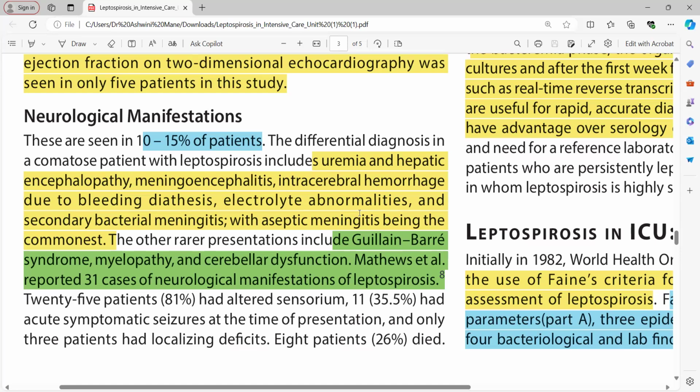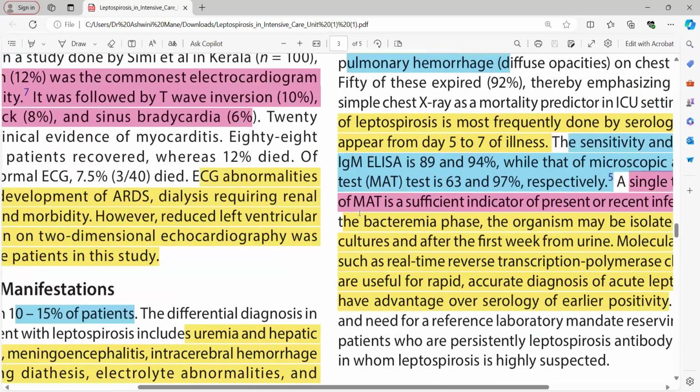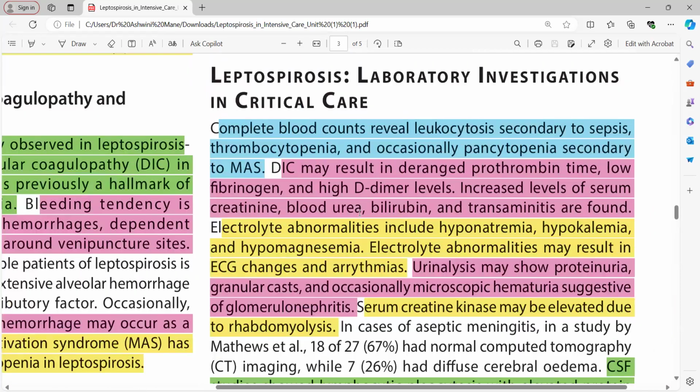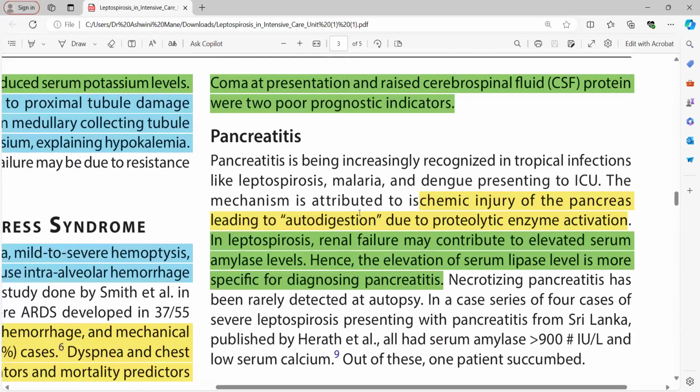Then Mathew et al. reported 31 cases of neurological manifestation of leptospirosis. 25 patients had altered sensorium and acute symptomatic seizure at the time of presentation, and only 3 patients had a localizing deficit. Then coma at presentation and raised CSF protein were the two poor prognostic factors.